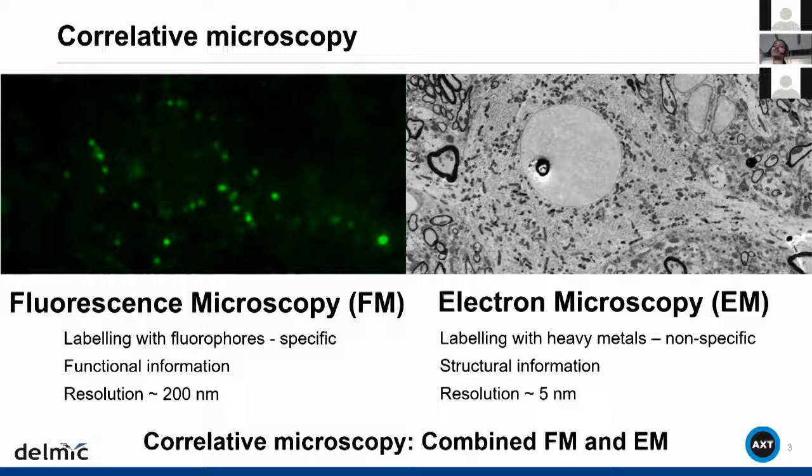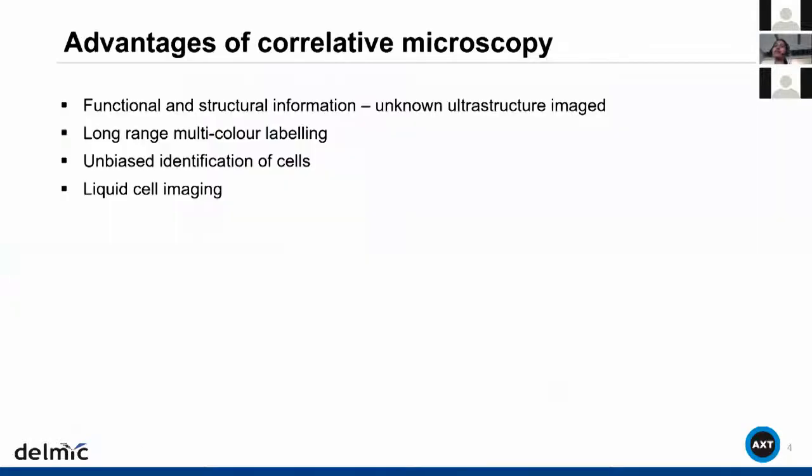So it's a combination of fluorescence and electron microscopy. And the advantages are that you can receive both functional and structural information, one from fluorescence microscopy and the other from electron microscopy. And this leads to a very nice result, which is that you can image unknown ultrastructure. Because by using fluorescence microscopy alone, it's only possible to see what you have chosen to see. That is to say, by tagging the biological specimen with certain antibodies, you choose what will be imaged. In electron microscopy, on the other hand, everything that is there is seen.